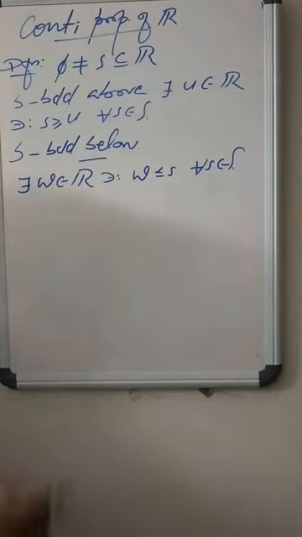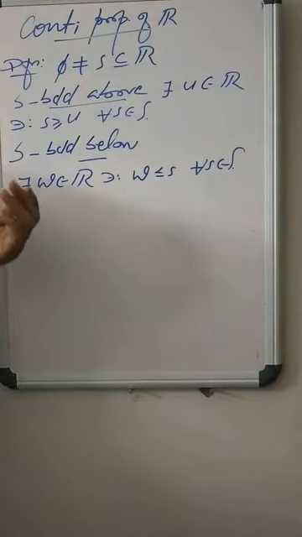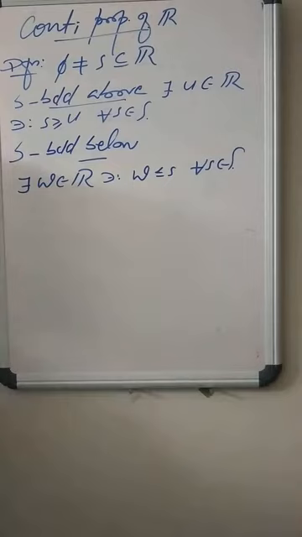So this is the definition of bounded above and bounded below. If S is a subset of R, then S is said to be bounded above if there exists u in R such that s is less than or equal to u for all s in S. And S is said to be bounded below if there exists some w in R such that w is less than or equal to s for all s in S. So this is the boundedness of a set.